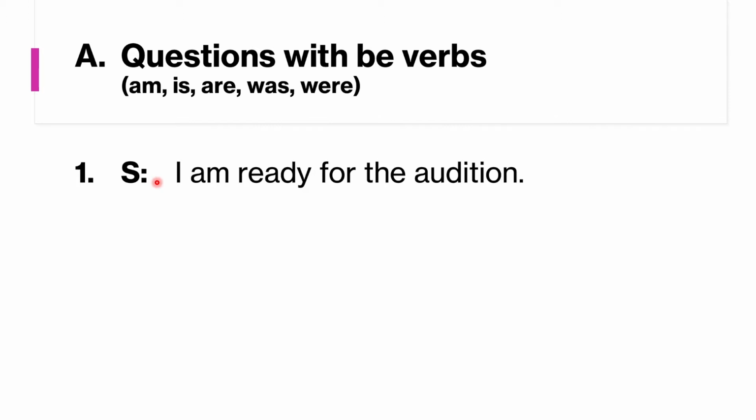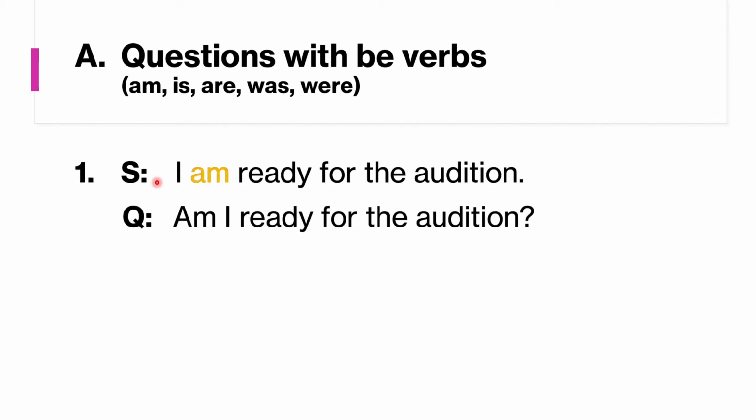Okay, which is the be verb? I have mentioned earlier, it's important that we can recognize. Why? Because in the question, it's the beginning. Okay? Am I ready for the audition? So notice we are just reversing the subject and the be verb. So I am here. In the question, it will be am I. Okay? No other changes in the other parts of the sentence. So just reverse the two and you're okay. Question now, am I ready for the audition?